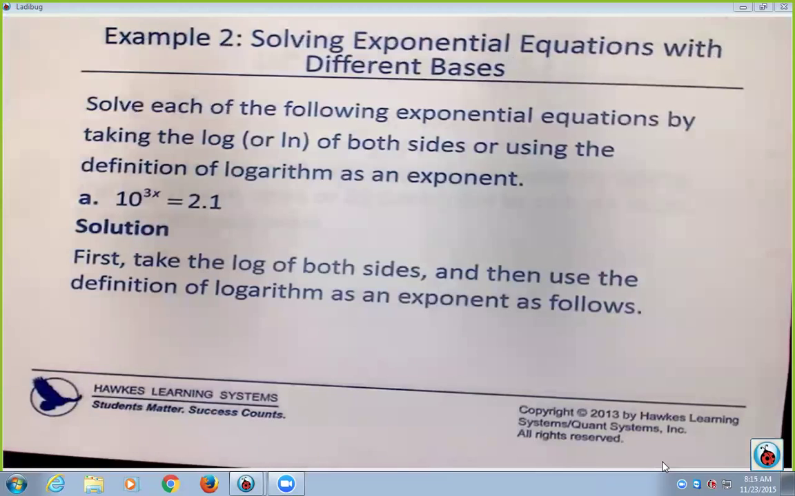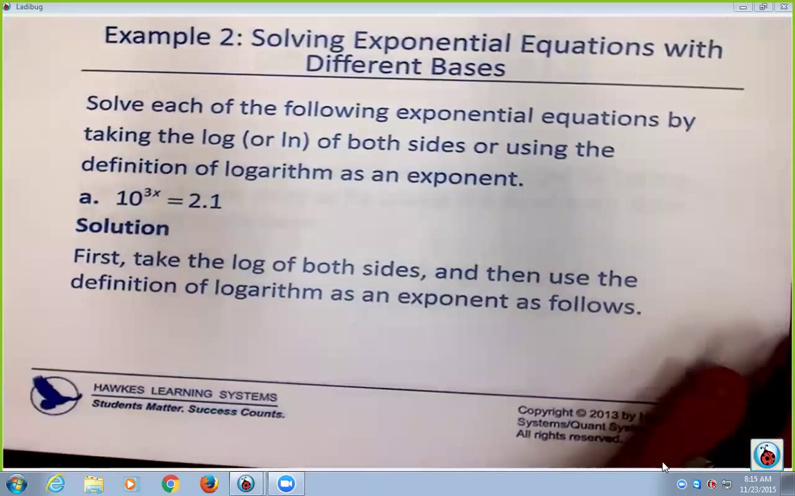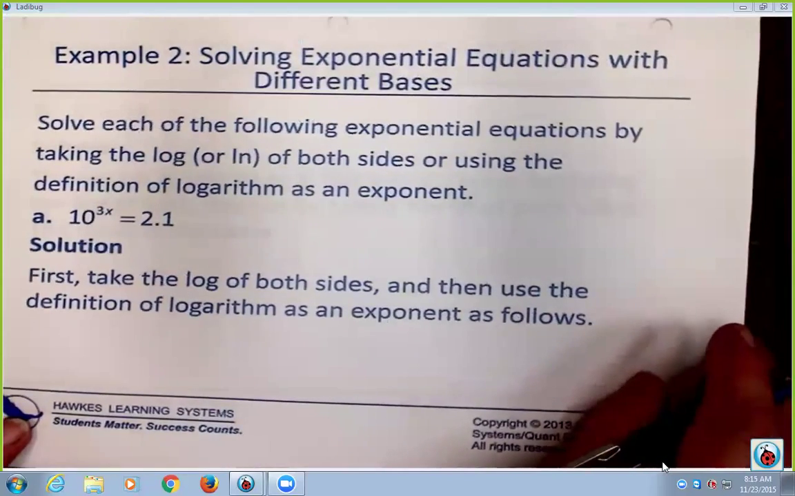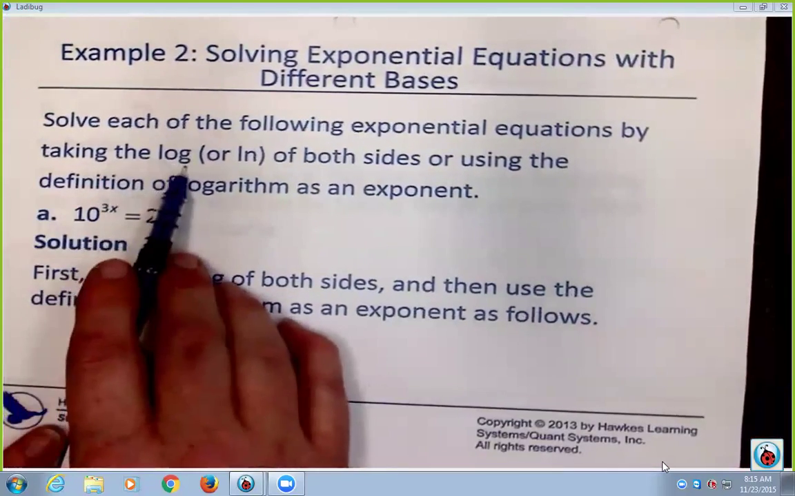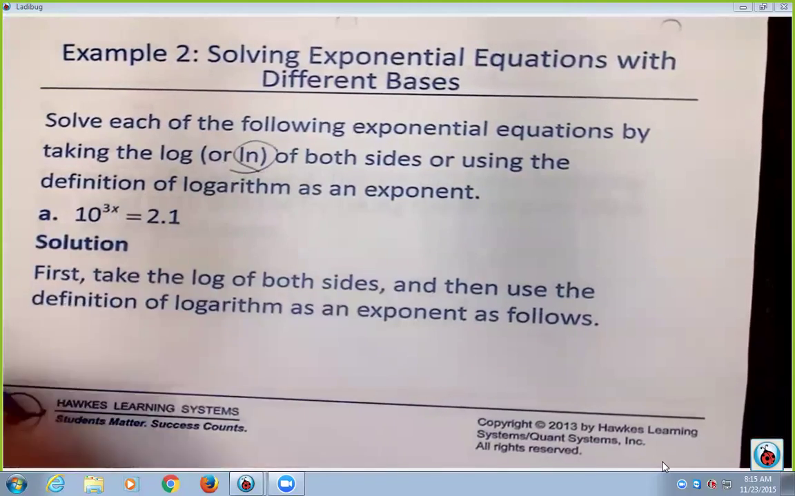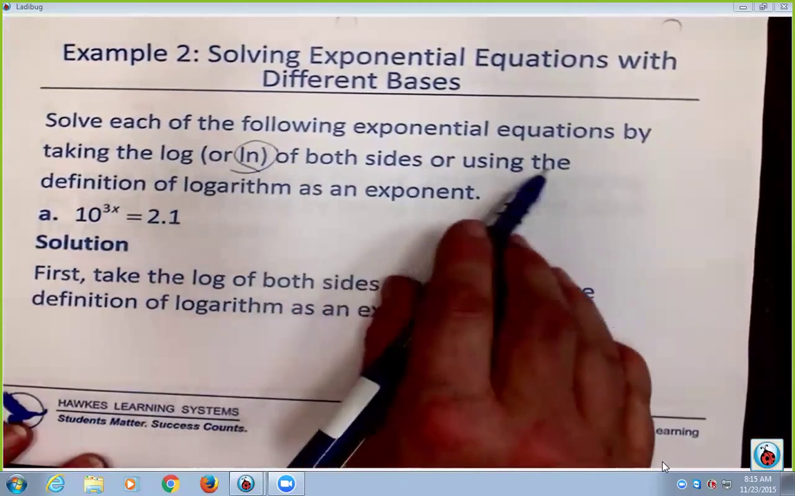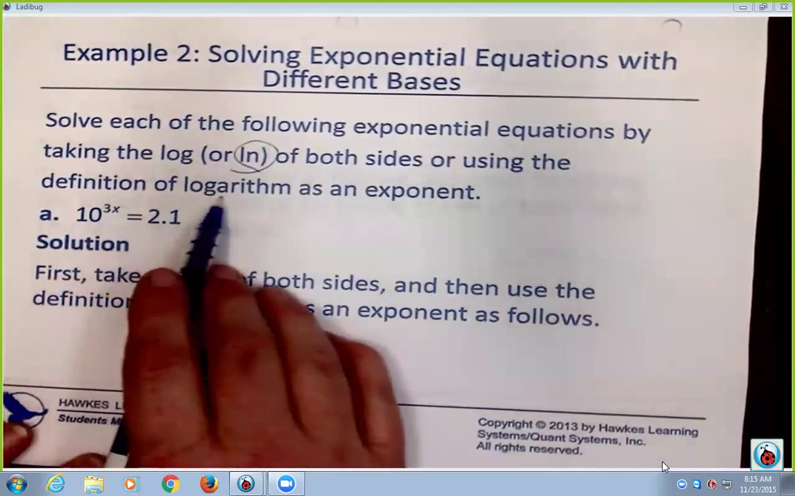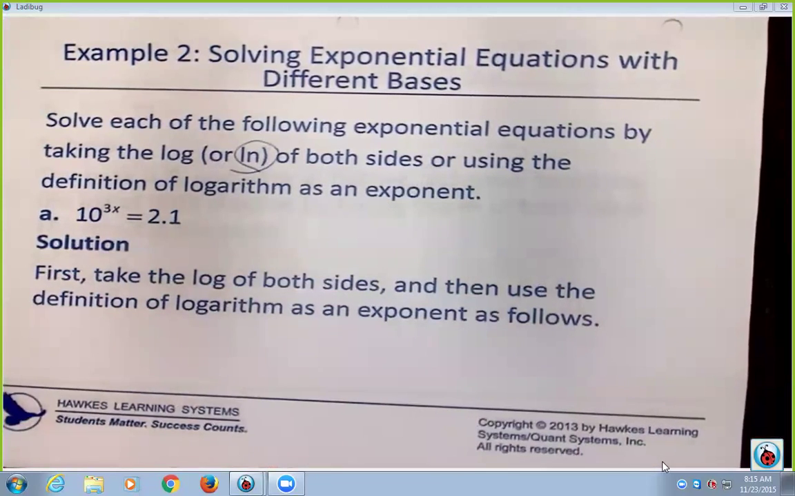That was the first one of solving things that have like exponential bases. So our base is the same, so we just set our exponents equal to each other. This one says solve each of the following exponential equations by taking the log or ln. We can use natural logs or we can use logs. Either one, it doesn't make a difference. Of both sides, or using the definition of logarithms as an exponent.